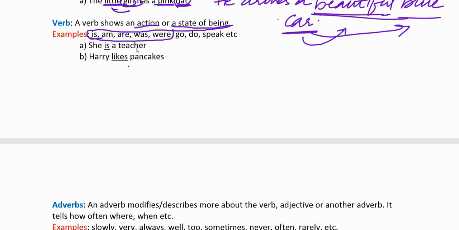Okay, like in the first example, she is a teacher. What is the verb here? Is is a verb. The verb is not telling you about a physical action, it is telling you a state of being. Okay, in the next example, Harry likes pancakes. So liking is a physical action. Let me give you a few more examples. If I write, I am a lawyer.